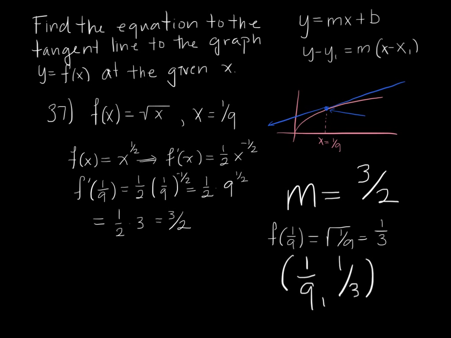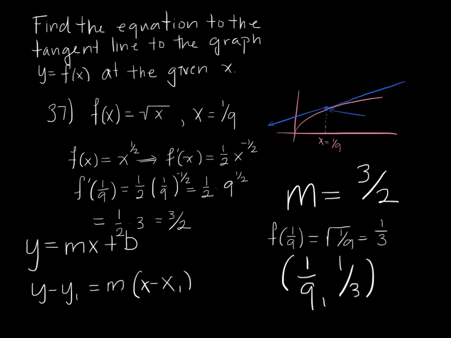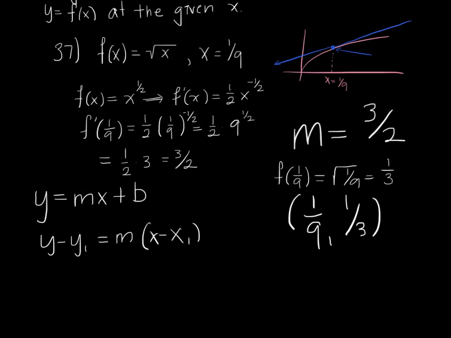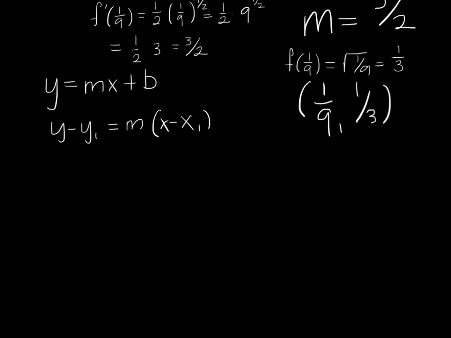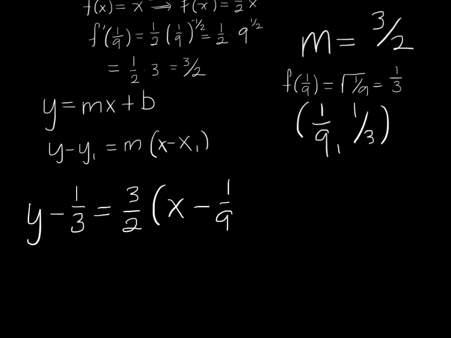So putting these things together with our formula, we should get the equation of the tangent line. So we have y minus y1, which is 1/3, equals m, which is 3/2, times x minus x1, which is 1/9. And that finishes this problem.